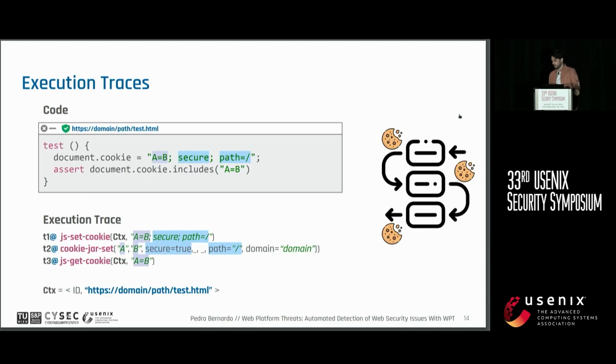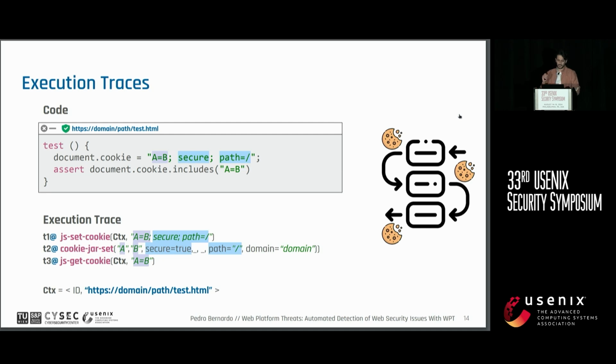So here we have an example of how our pipeline would produce an execution trace from a test. We have a test that's running on a secure page that's simply setting a cookie with name A and value B and the secure attribute. This should work since we are in a secure page. Then it asserts whether the cookie was actually set by getting all cookies from document.cookie and verifying that the intended cookie was returned. By running this test in our pipeline, we get an execution trace with three events.